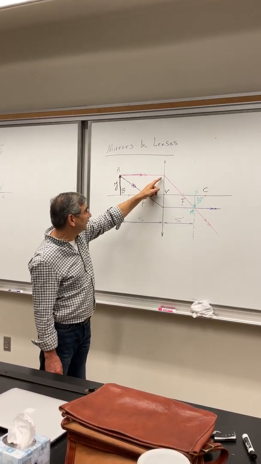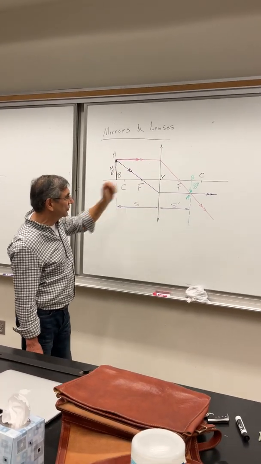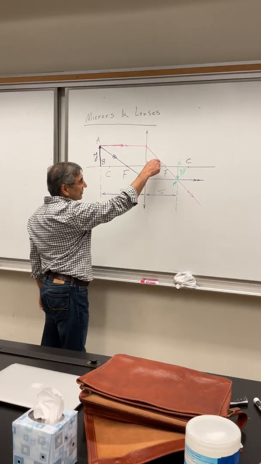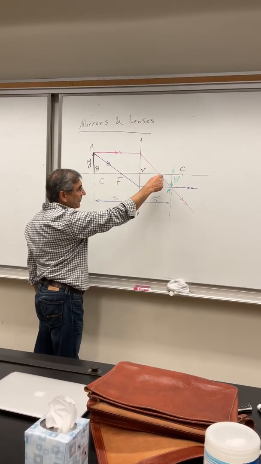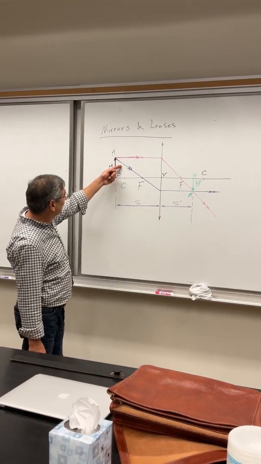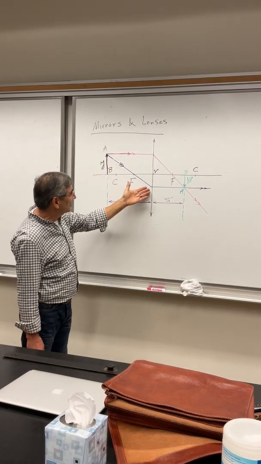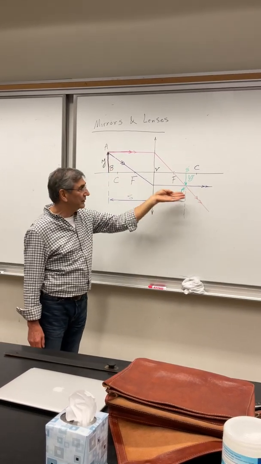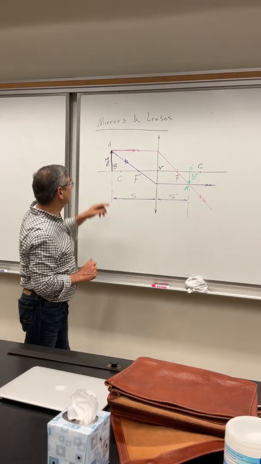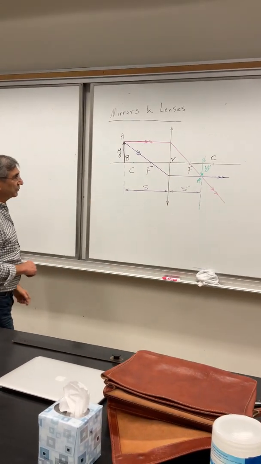So here's the red one, parallel to the axis. I draw it this way so they can very quickly produce the image. Parallel to the axis, and it's going to refract, and it's going to pass through the focal point on the other side. And the other ray is the one that goes through the focal point on this side, and it's going to come out parallel to the axis on the other side. They intercept each other at point A prime. This is the image of A, and the rest is going to follow the same process.